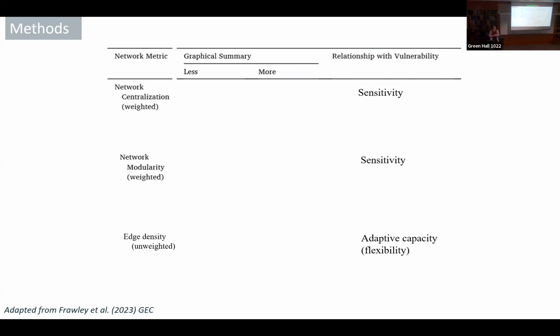Specifically, we looked at network structure according to centralization, modularity, and edge density, which are 3 network metrics that are theoretically related to the vulnerability of a system to perturbation. So sensitivity here just means the magnitude of change in a network caused by a perturbation. And then for fisheries participation networks, we're looking at adaptive capacity in terms of the flexibility to switch between revenue sources in a network. And I have equations for these at the end if anyone's interested, but I'm just going to go through a quick graphical summary right now.